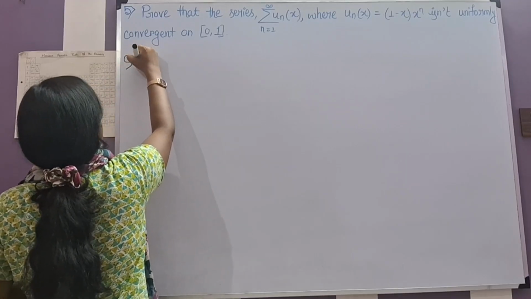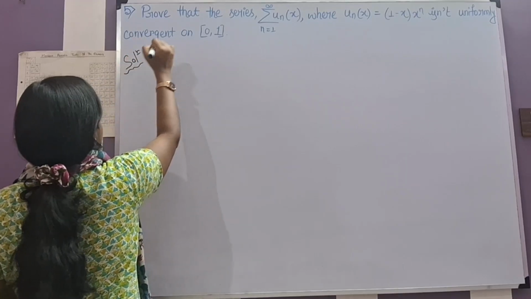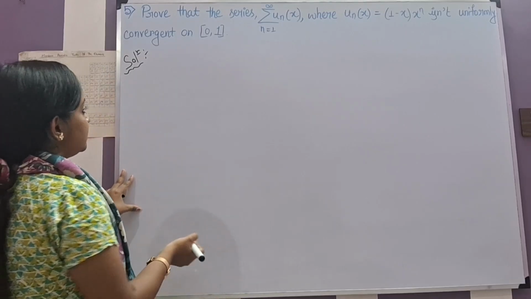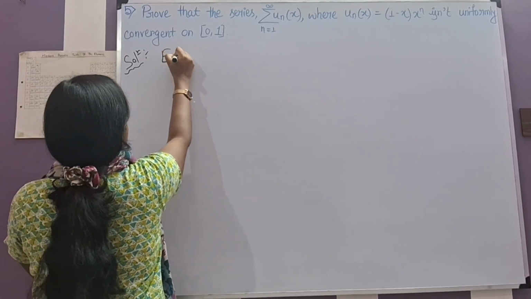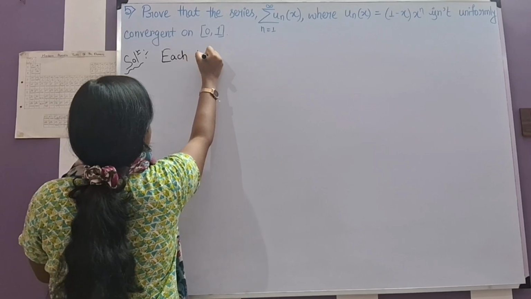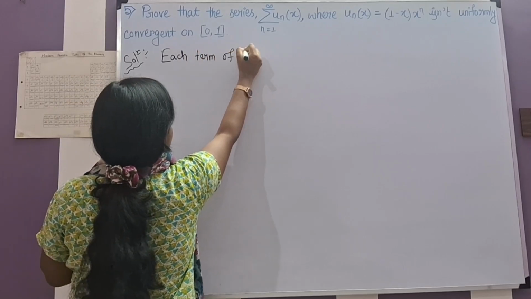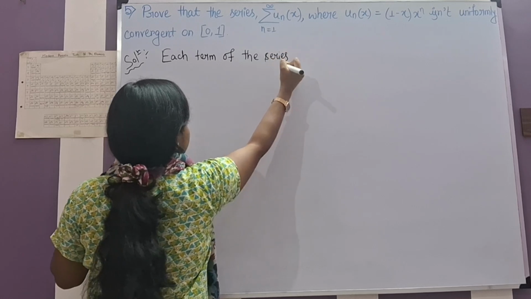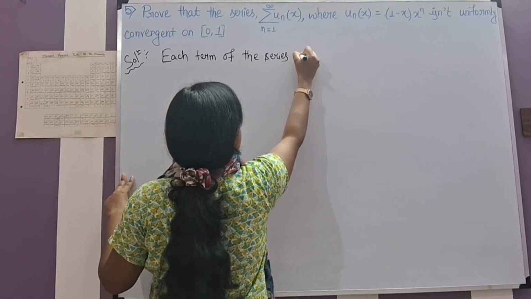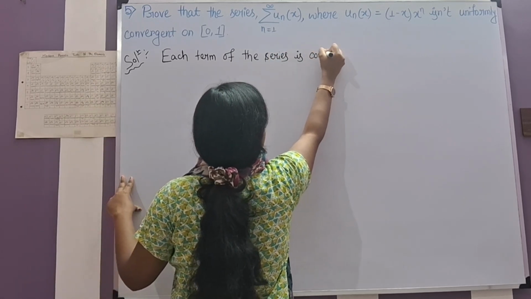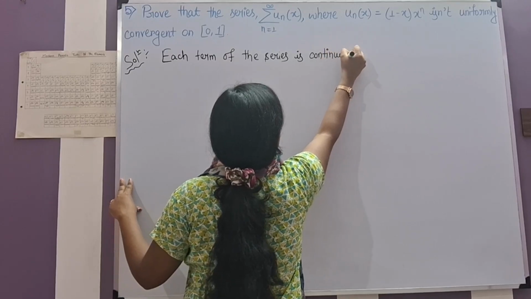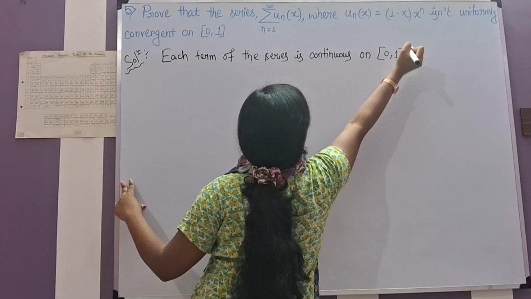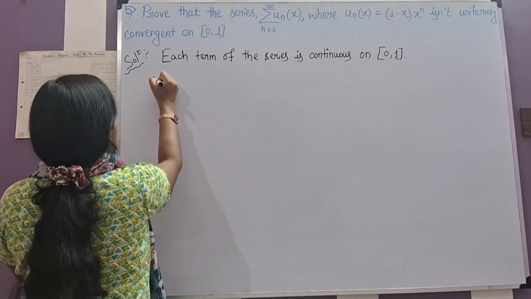Now we are going to solve this numerical. So for solving this numerical, at first we see that each term of the series is continuous on the closed interval [0, 1].